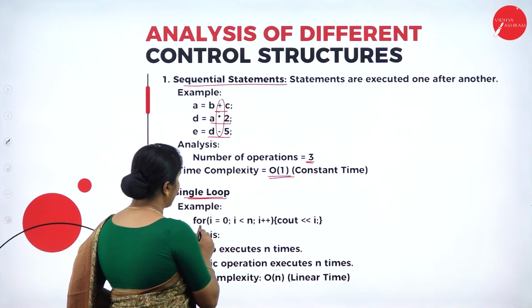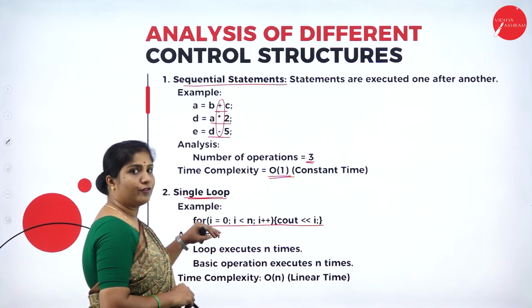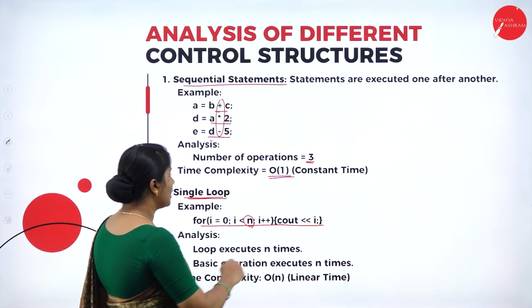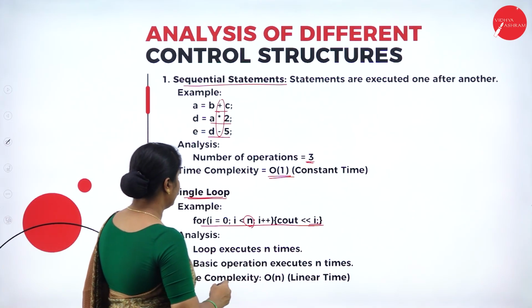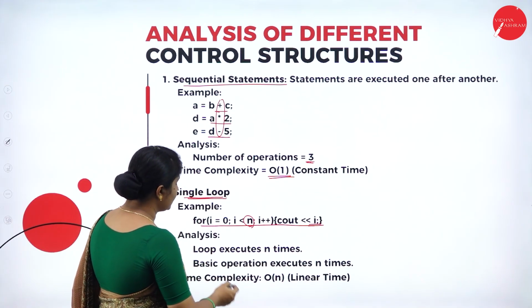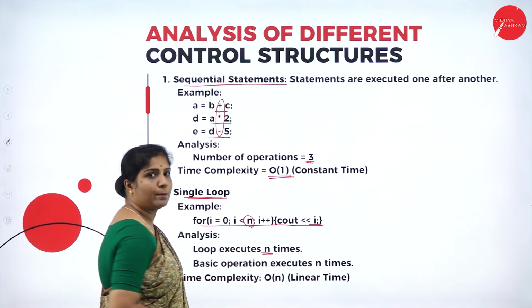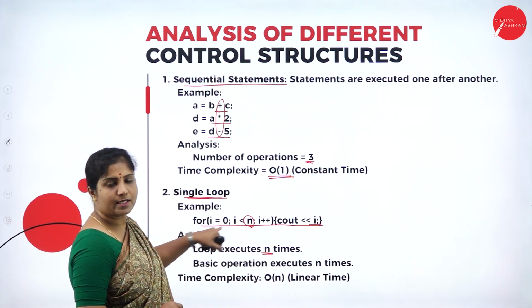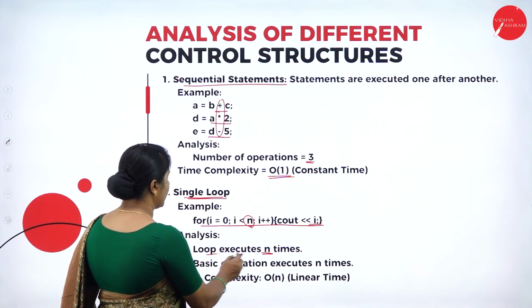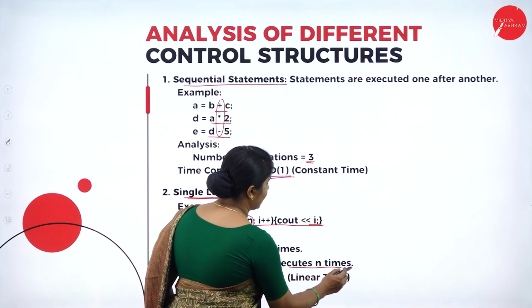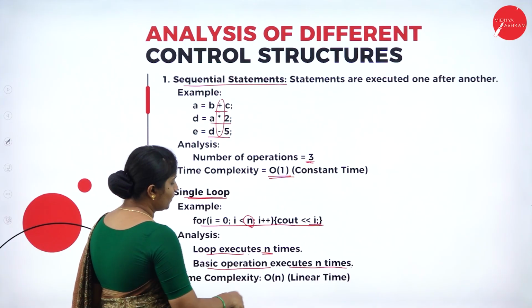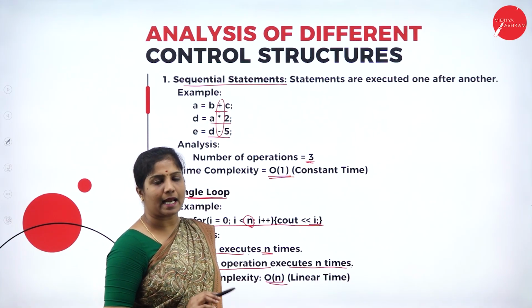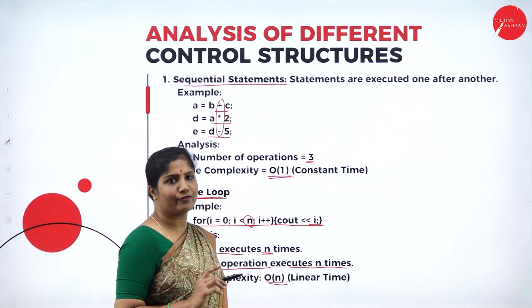Next we have a single loop. For example, a for loop: for i equals 0, i less than n, cout i. The loop is going to execute n times, until it reaches n. So the basic operation executes n times, hence the time complexity will be big O of n. That is linear time, for one for loop.